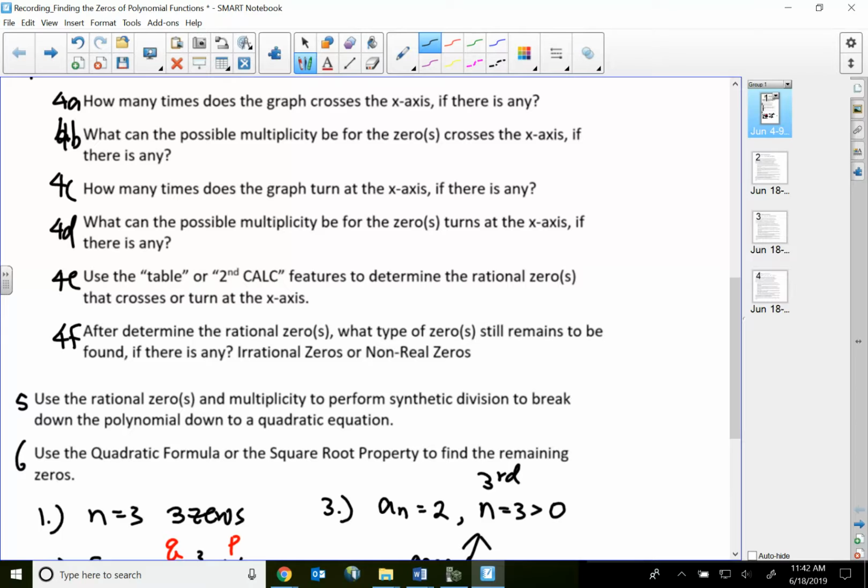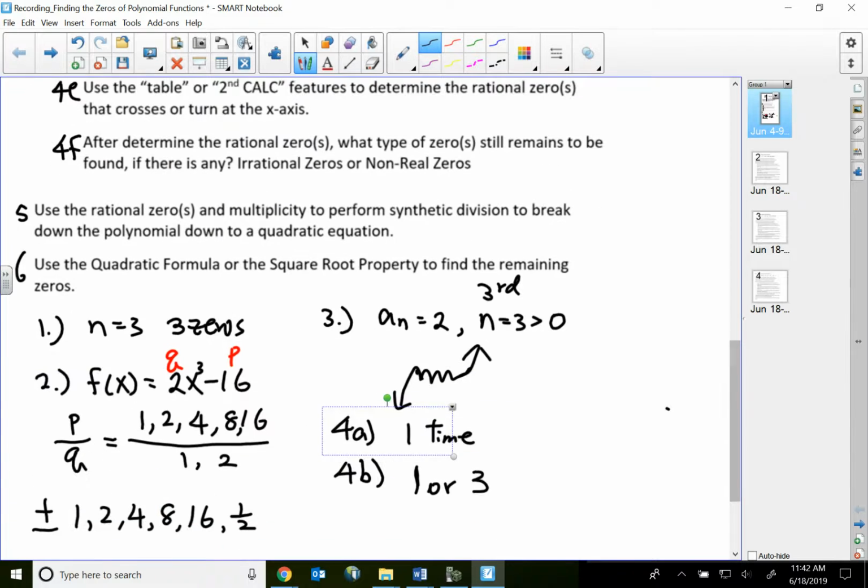So how many times did the graph turn at the x-axis? None.